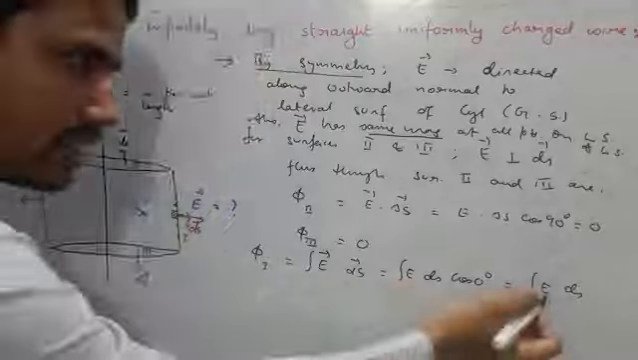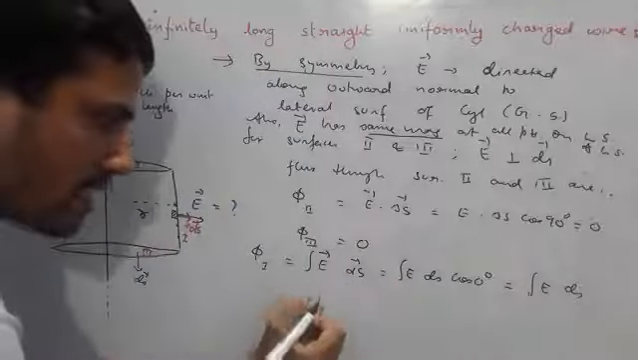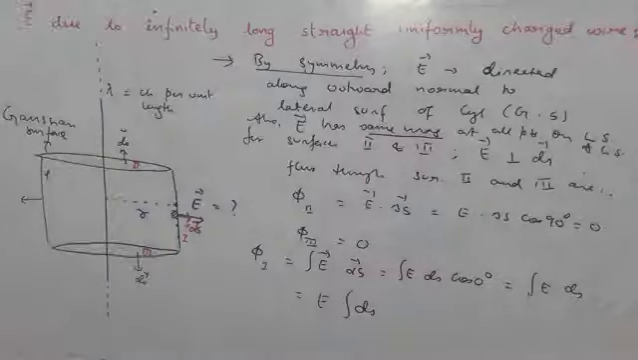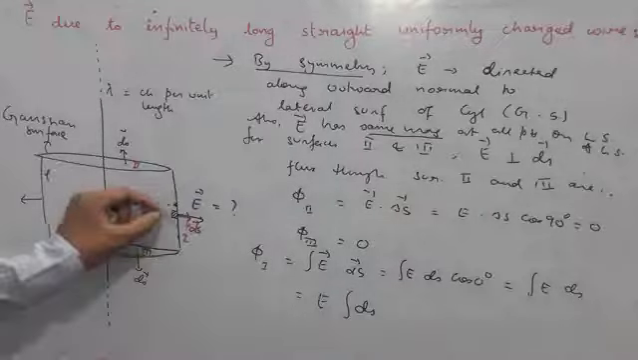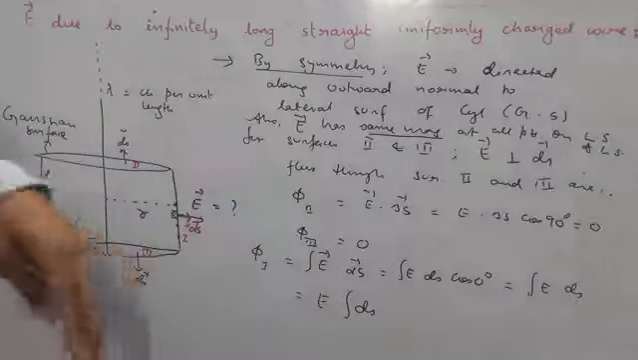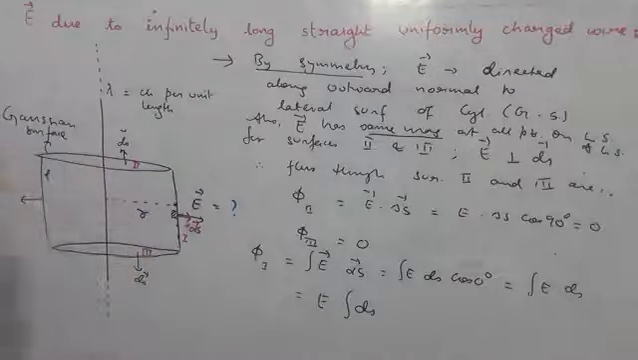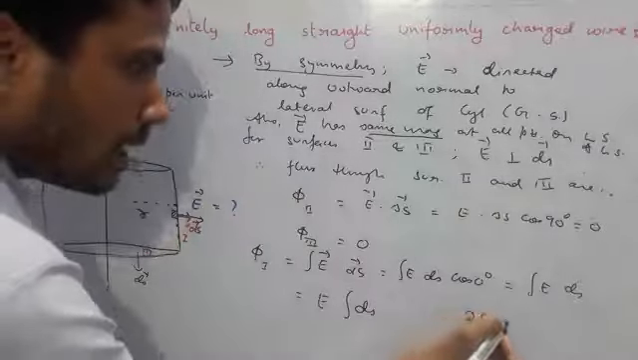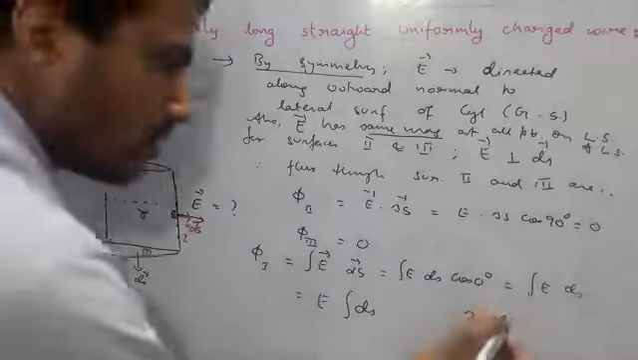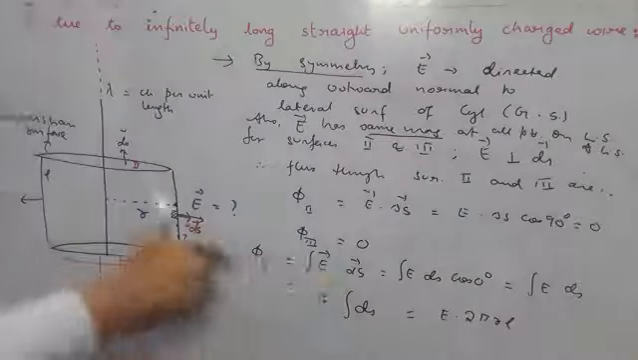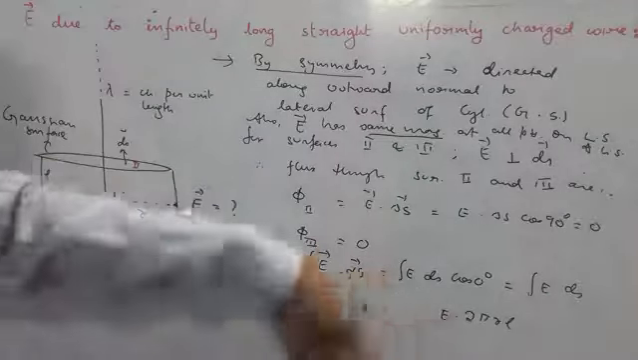So this, since it has the same magnitude, I can take it out of the integration and we will be left with integration ds. Now ds is the small area on this curved part of the cylinder. Integration ds means the total area of the curved part of the cylinder, which you know is nothing but 2 pi r into this height that we have taken as L, and this E will be like so. So this is the total flux through the curved surface.